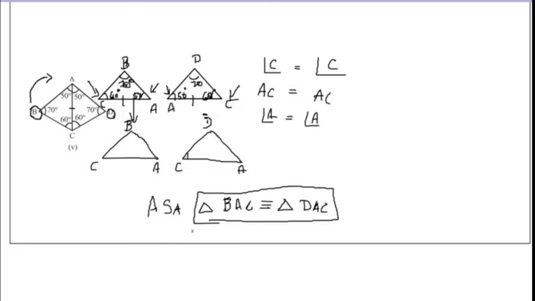So in this video, we saw how to prove the congruence of triangles using the properties that we have, the SSS, ASA, SAS, and the RHS property. And the ordering of the triangles is really important.